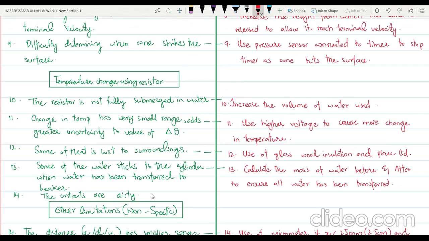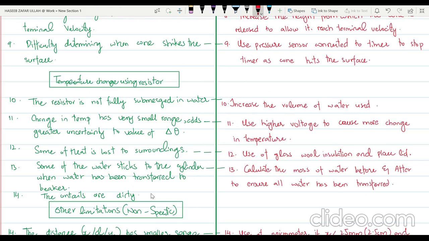So what you can do is use a higher voltage to cause more change in the temperature, so as to reduce uncertainty. What else you can do is use a more precise thermometer with small graduations, or you can use an electronic thermometer so that you can increase the precision and reduce the uncertainty.